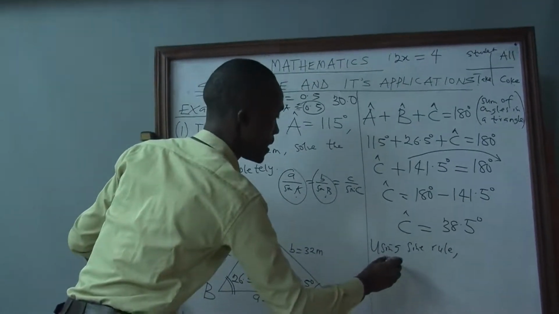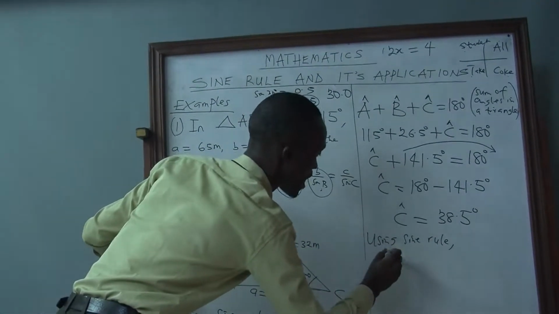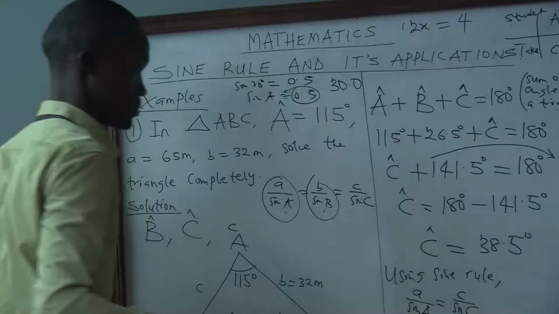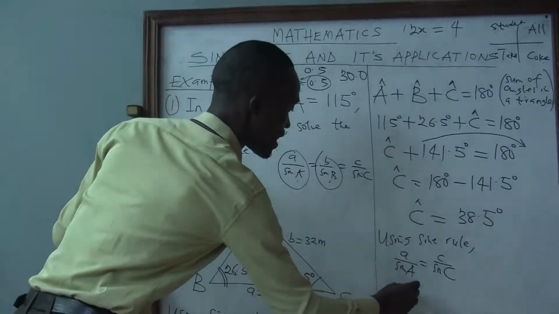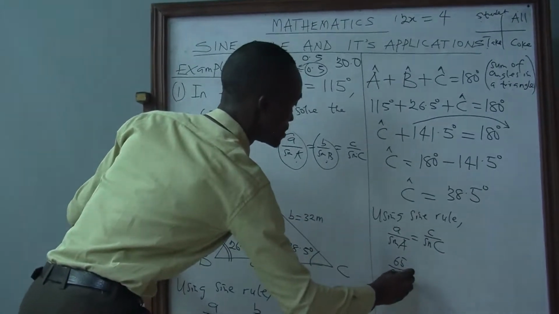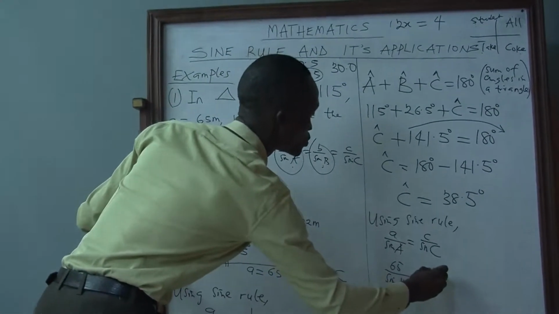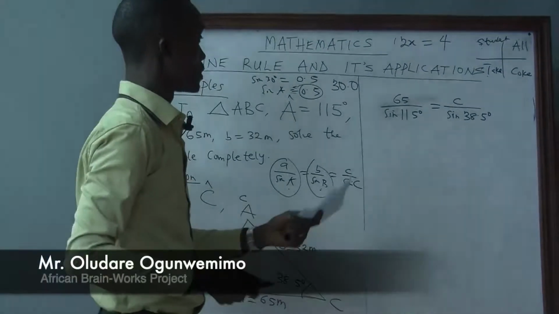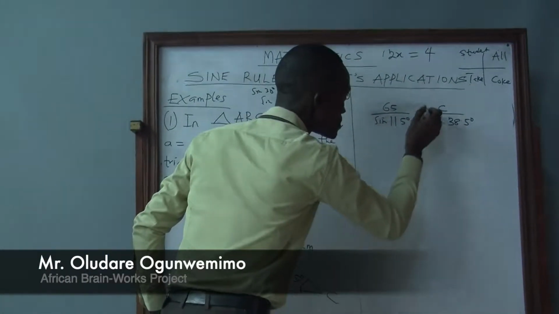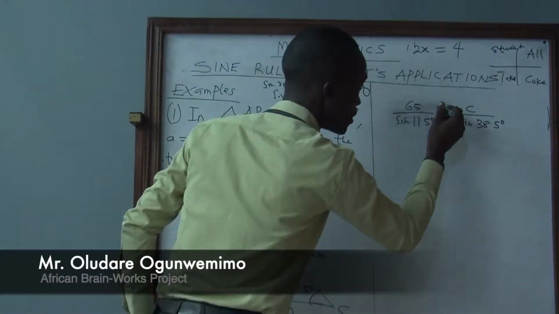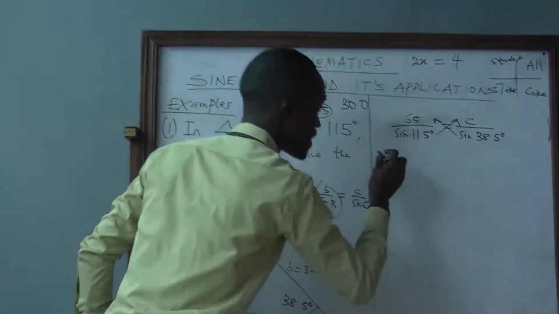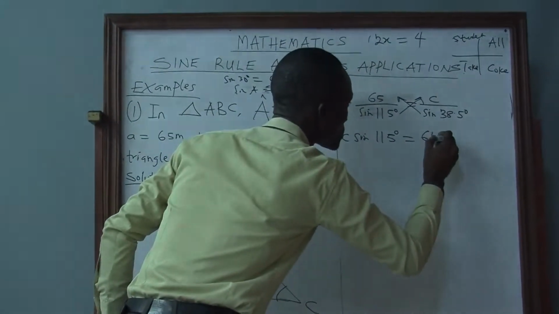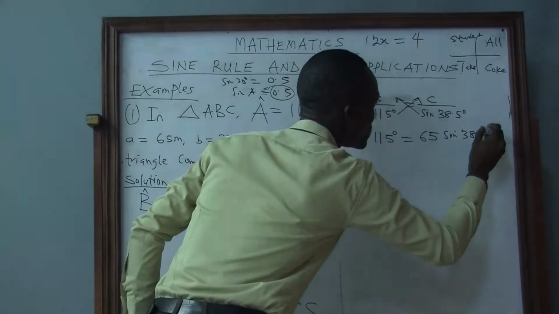we have, let me use A. We have A over sine A is equal to C over sine C. And our A is 65, so we have 65 divided by sine 115 is equal to C divided by sine 38.5 degrees. So from here, if you cross multiply, C we multiply sine 115, while 65 we also multiply sine 38.5. So we have C sine 115 degree equals 65 sine 38.5 degree.